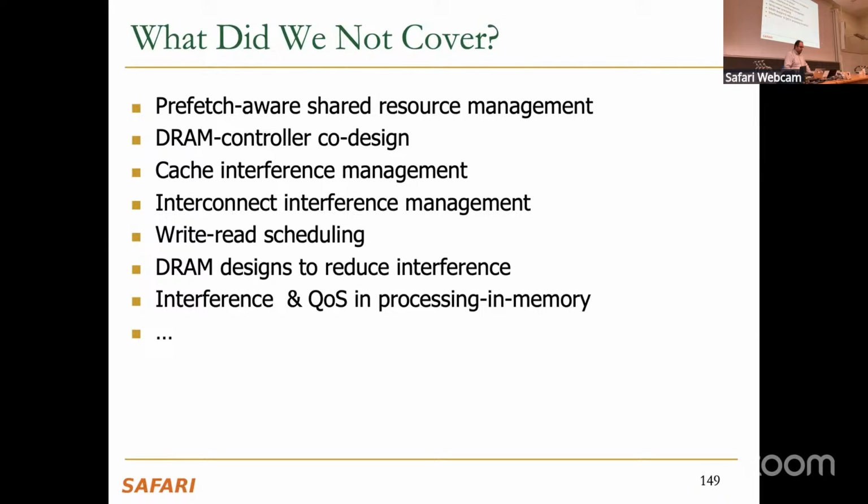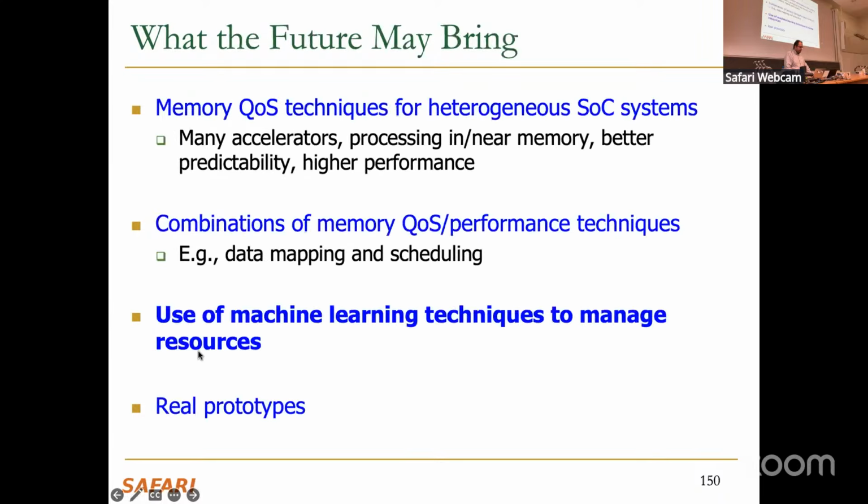DRAM controller co-design, cache interference management, interconnect interference management, write-read scheduling, DRAM designs to reduce interference, and interference and quality of service in processing-in-memory, and many more. And the future is going to be bright, I guess. At least we hope. Memory quality of service techniques for heterogeneous SoC systems: we have many accelerators, processing in and near memory, and we need to provide better predictability and higher performance.